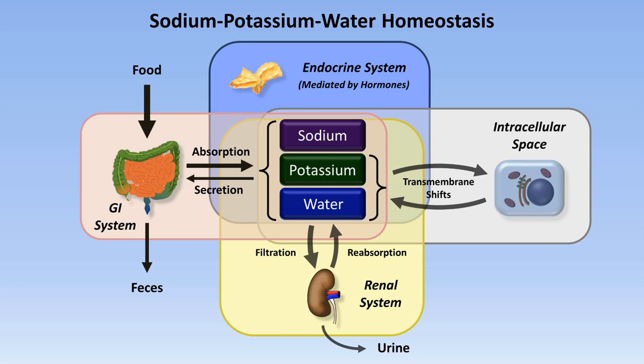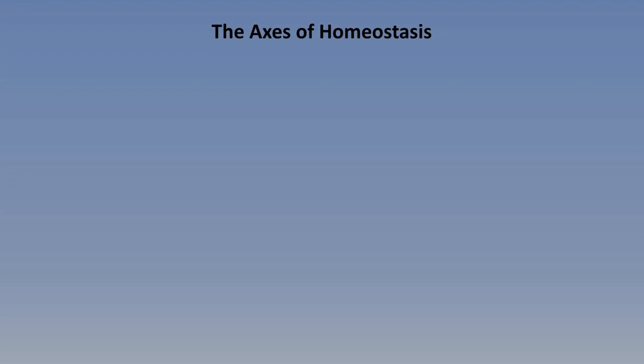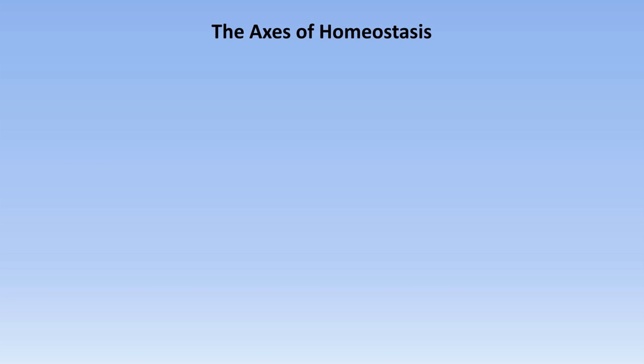This diagram represents homeostasis of sodium, potassium, and water in a nutshell. The next step in understanding all of this is to learn a little bit more about the details of the individual pathways involved.